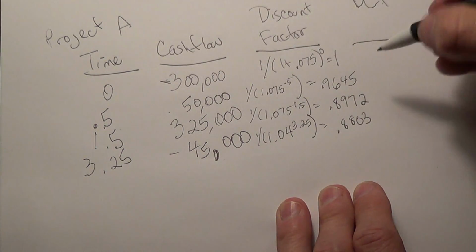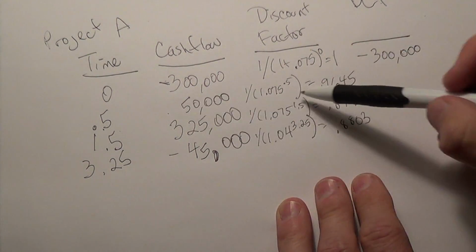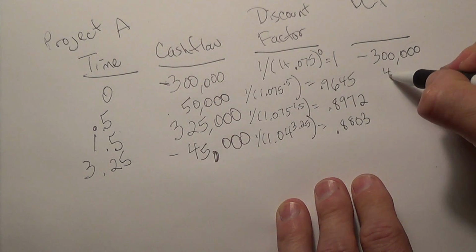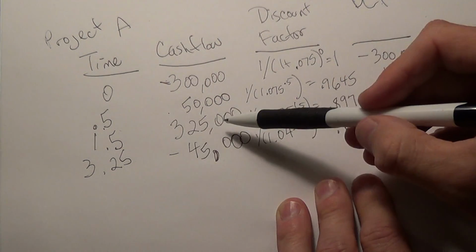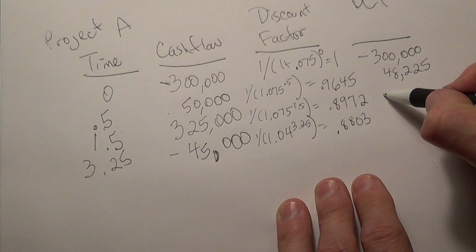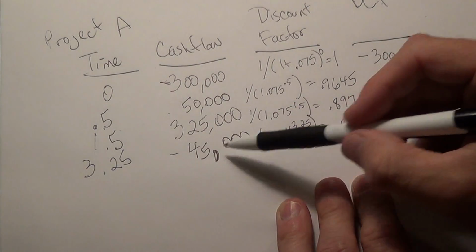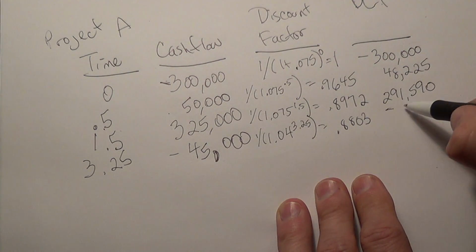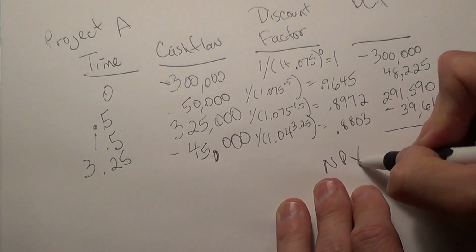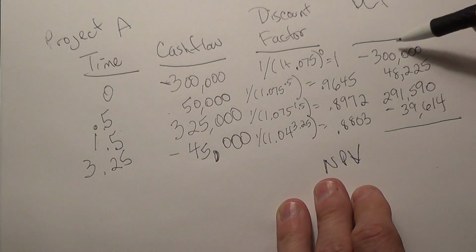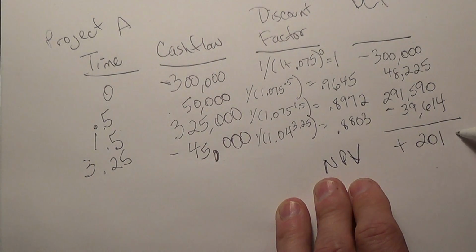And so we just multiply across. Negative 300,000 times 1, obviously it's going to be negative 300,000. 50,000 times 0.9645 is 48,225. 325,000 times 0.8972 equals 291,590. And then the negative 45,000 times the 0.8803 equals negative 39,614. To get the net present value for this project, we simply add up all the discounted cash flows, and that will give us a positive 201. So the project is acceptable.